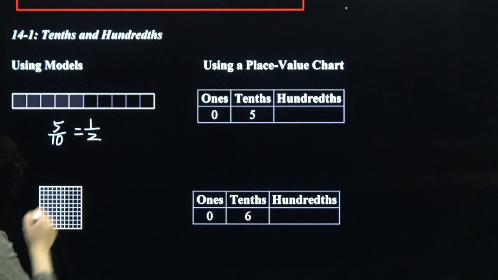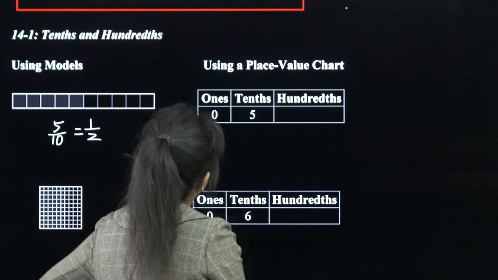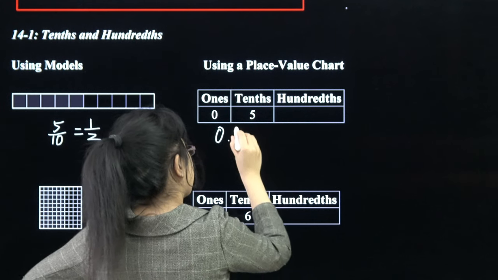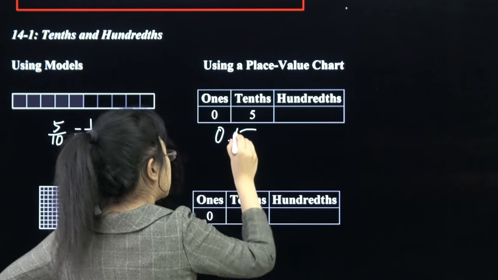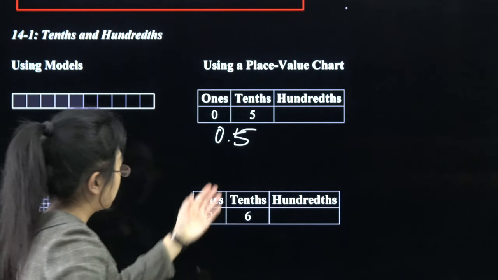And when we use the same thing for a place value chart, it would be 1's is nothing, so 0 point, and then tenth is 5. If you read that fraction out, it would be 5/10. So this is also 5/10.